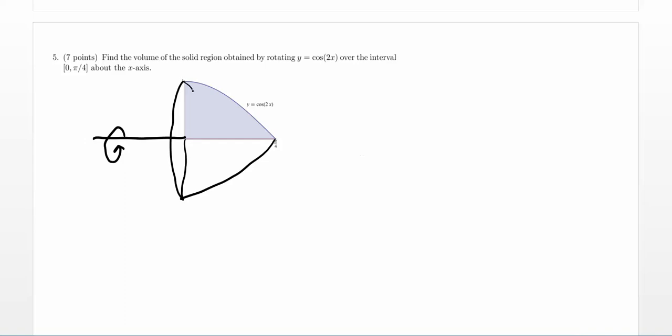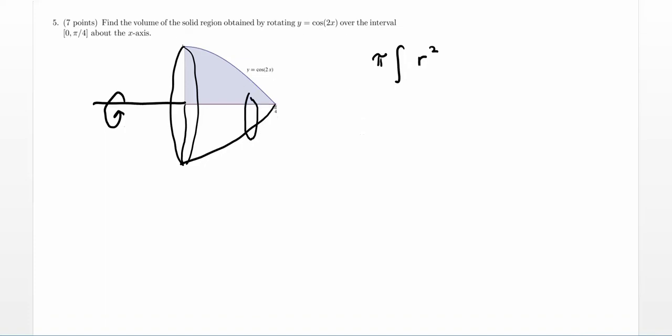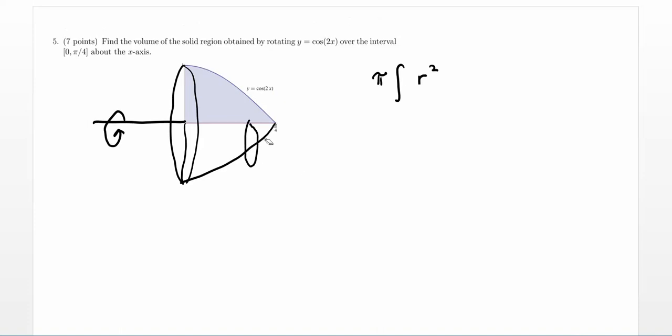It's kind of like a sideways cone, so with a bit of a curve. The formula for the volume is pi times the integral of r squared. Now, if we're adding up our little circles, our disks along the x-axis, that means our integral is going to be a dx integral.